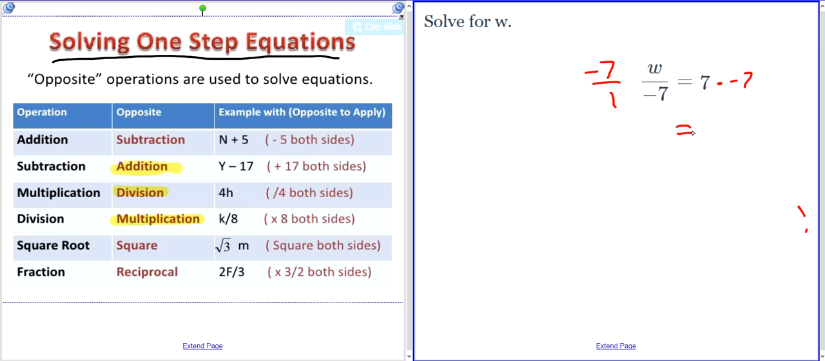So that's going to leave me with 7 times -7, which is -49. Here, -7 times w is -7w over 1 times -7. See, we're multiplying across here. 1 times -7 is -7. Okay, and -7 divided by -7 gets us the w. I want to show that step so you can see what happens, but really this just cancels out, leaving you with just w over 1, which is w.